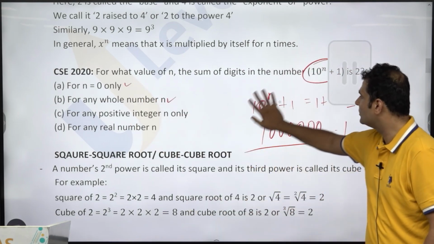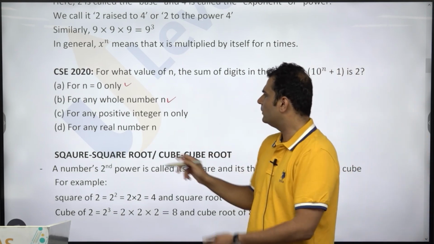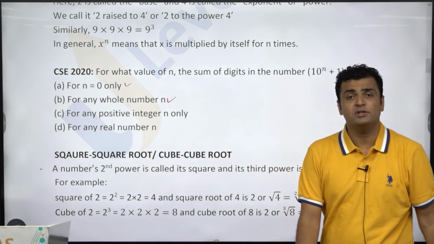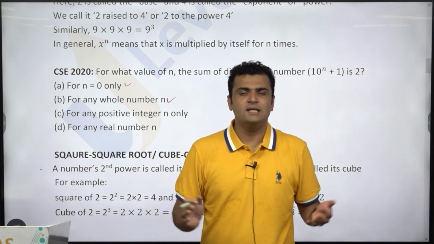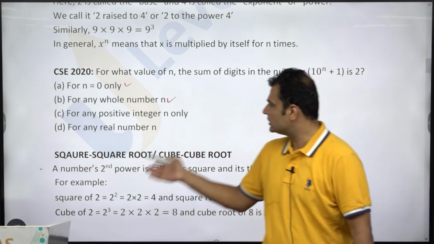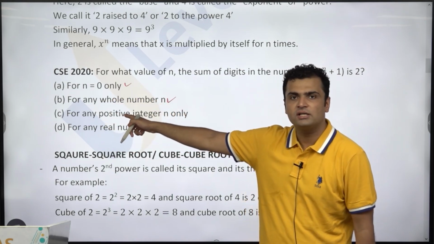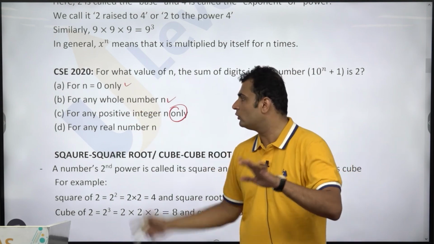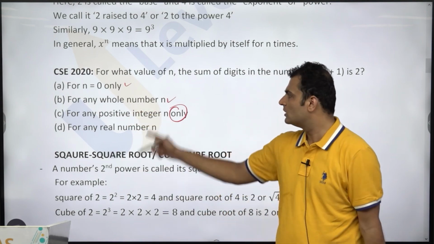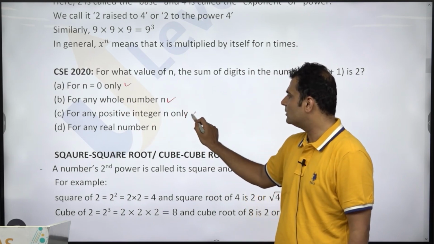We have to choose the most general option among these 4. For any positive integer n only, positive integers meaning 1, 2, 3, 4, others are negative integers. 0 is neither positive nor negative. So positive integer is also true, but option B, whole number, already includes positive integers. And here, only means it is not true for any other numbers, but that is not the case because it is true for 0 as well. So option C becomes incorrect.